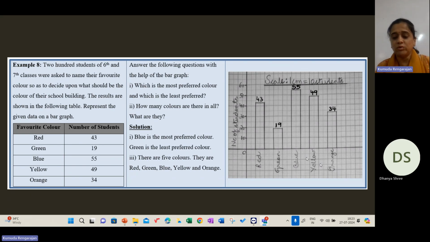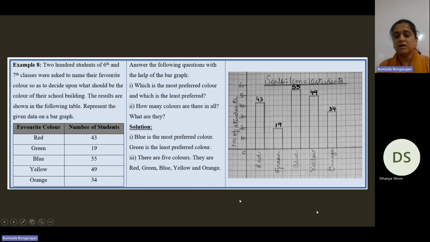Okay, Danya, I'm sorry, I was on mute. What I was saying is that this is exercise 3.3 of your NCERT maths textbook. We have completed mean, median, and mode, and we also know how to find the range of the given data. That is in 3.1 and 3.2. Now this is 3.3, which includes bar graph, double bar graph, and I think a little of probability. We'll see as the exercise proceeds.